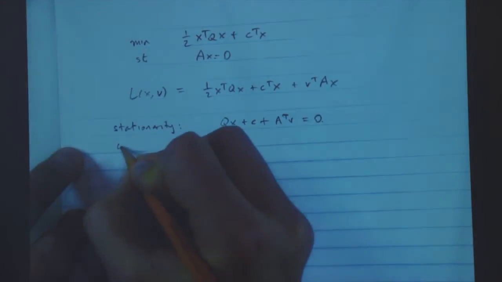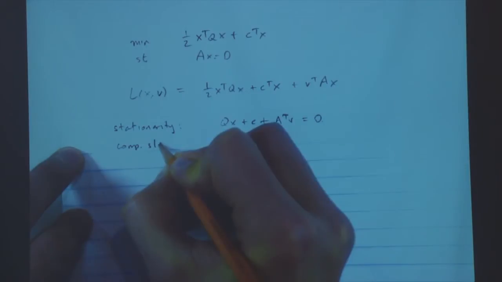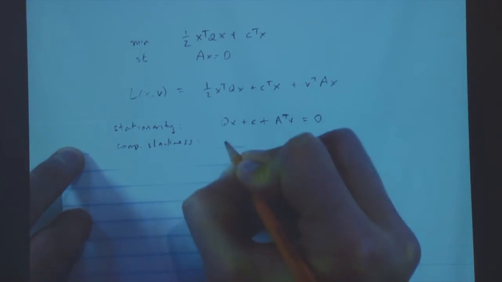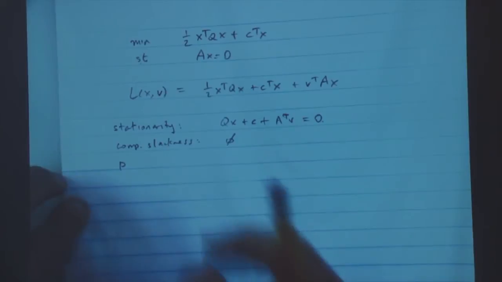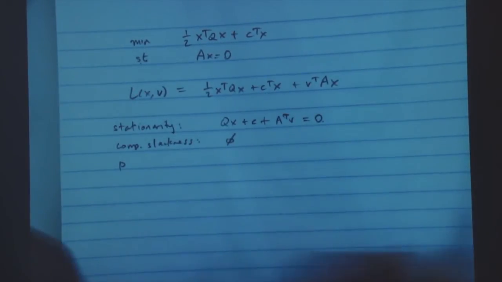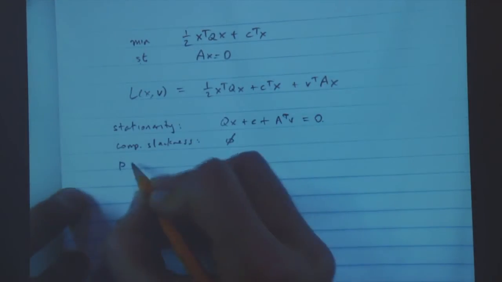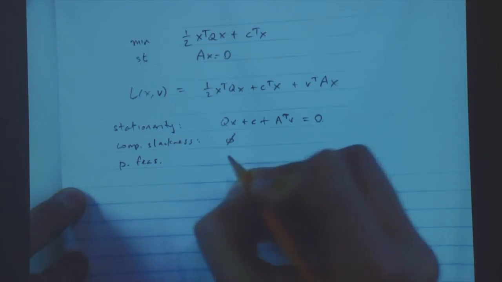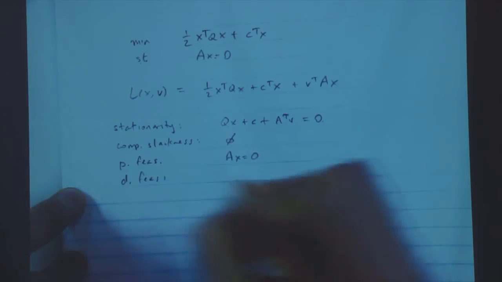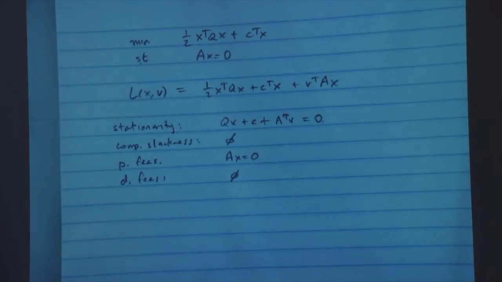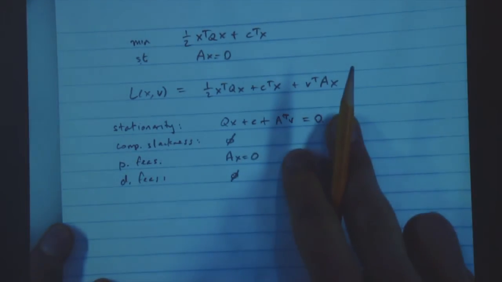Complementary slackness is empty. There's no condition, because there are no inequality constraints here. Complementary slackness is a condition on the inequality constraints either having to be tight or the corresponding dual variable having to be 0. But there are no inequality constraints. Primal feasibility says that Ax has to be equal to 0, and dual feasibility is again vacuous because v here is not constrained and we don't have a u for the inequality constraints. So the KKT conditions reduce to these two sets of conditions.